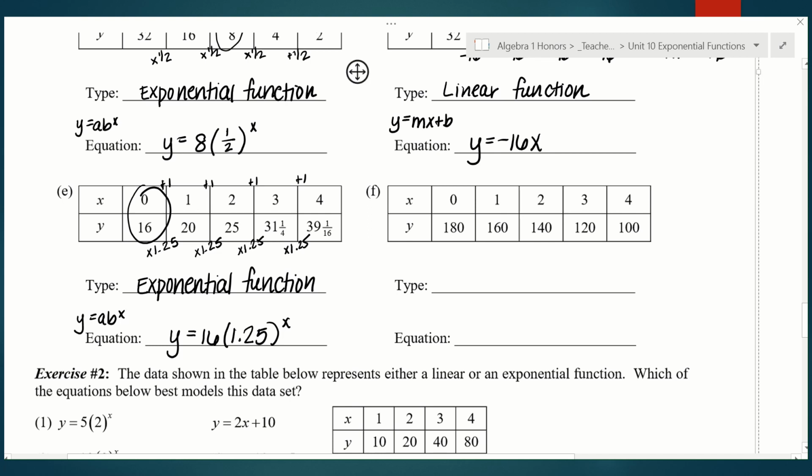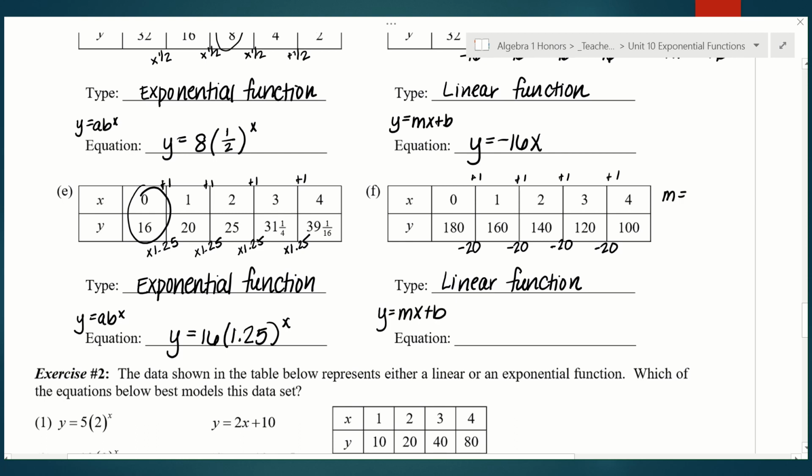All right, one more like this. So we're adding 1 for x. Okay, so for our y values, it looks like we are subtracting 20 every time. So we know that this is linear. All right, so our slope is going to be -20 over 1, or just -20. And my y-intercept is right here, 180.